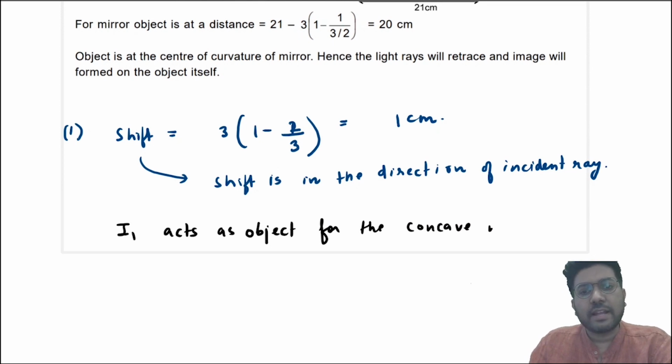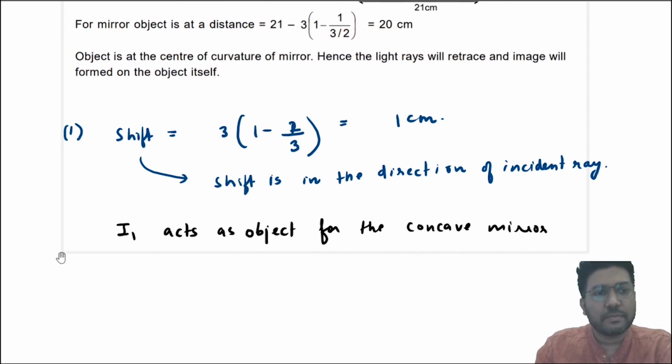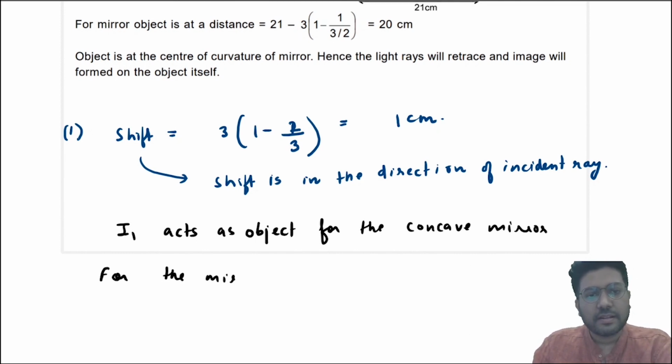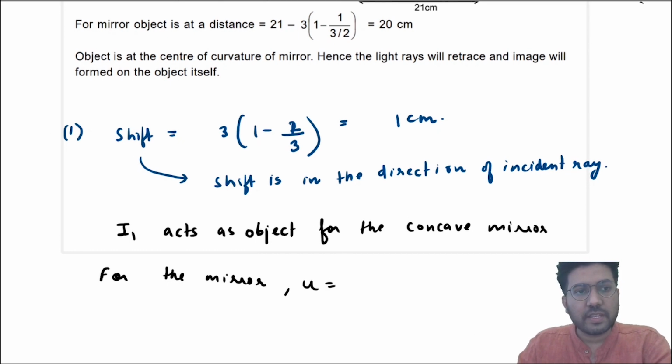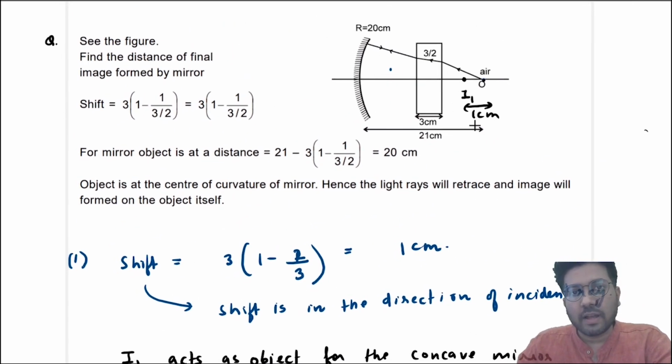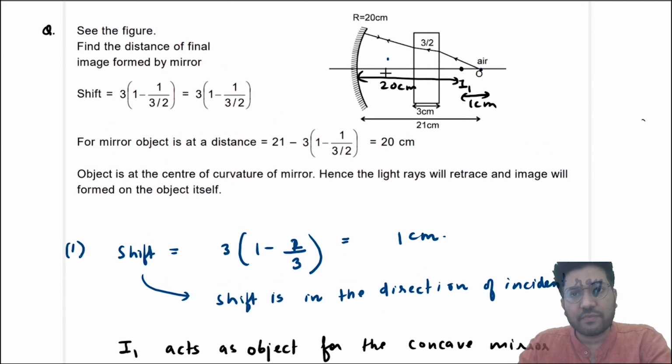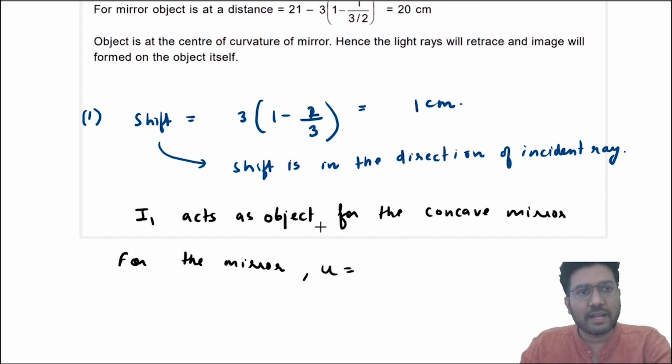Okay, so I1 acts as the object for the concave mirror. So the object distance for the mirror, u, is equal to... see again, this I1 is acting as an object for the concave mirror. Now this distance is 21 centimeter, this is 1 centimeter, so this distance will be 20 centimeters. So for the mirror, u is minus 20 because it is in front, right? So I'll write u is equal to minus 20.